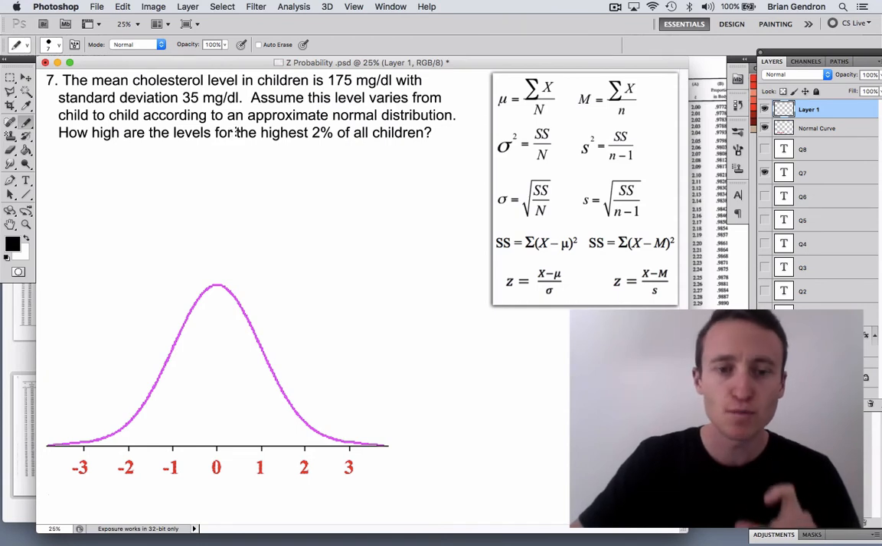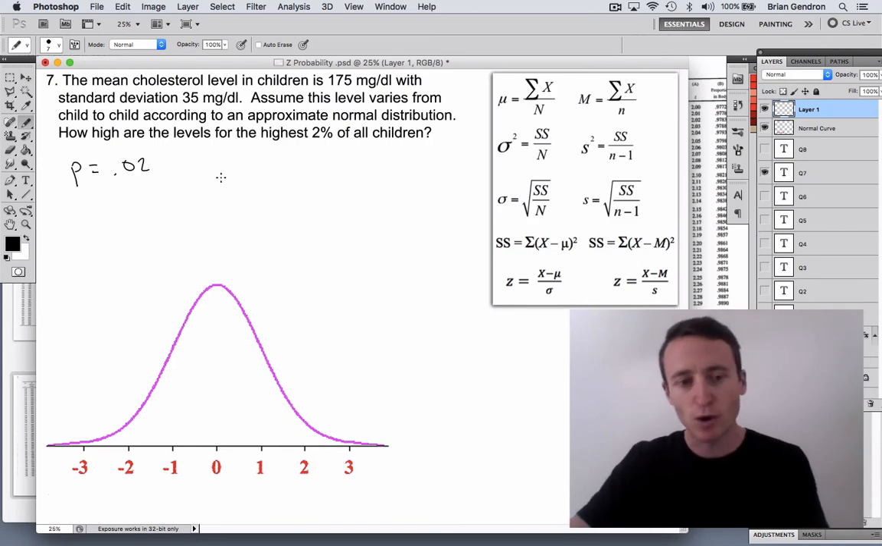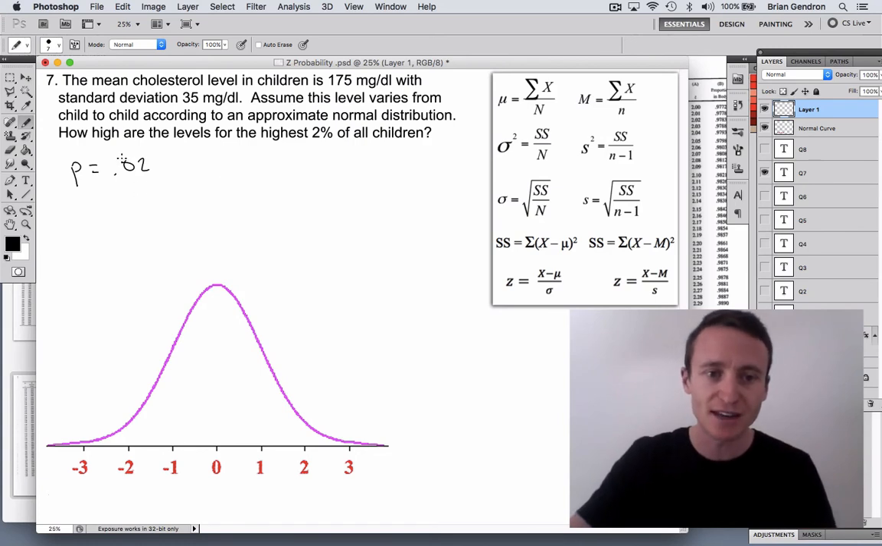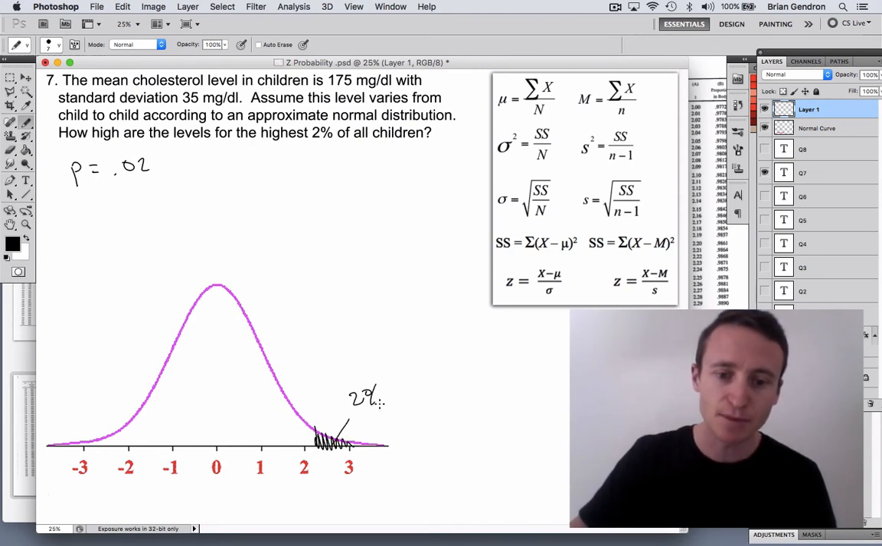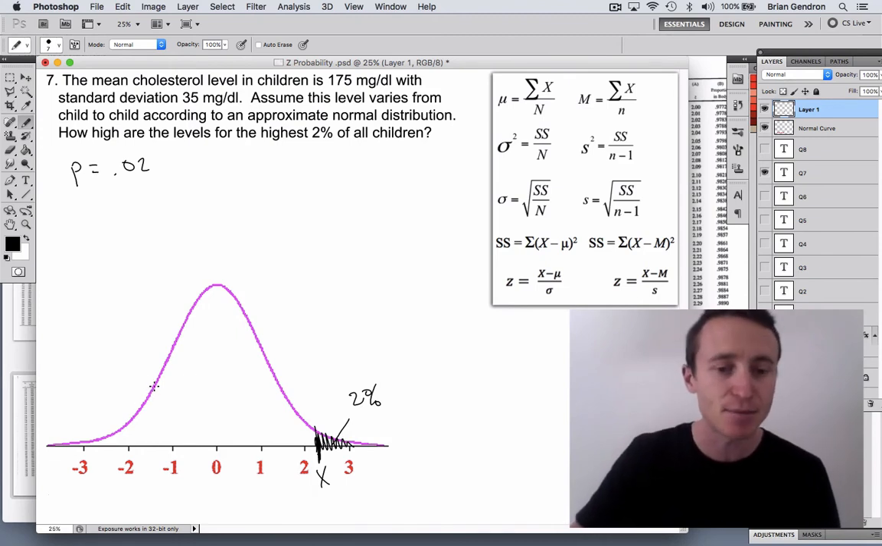The highest 2%. So in this question, we're starting off with a proportion of 0.02 or 2%. And we have to actually work backwards and find what score, what cholesterol level is associated with that top 2%. So think of it kind of like this, that this shaded in section right here is the top 2% of all cholesterol levels. We want to know, what is that spot right there? What is that point, that x value, a cholesterol level, which separates the top 2% from the bottom 98%?